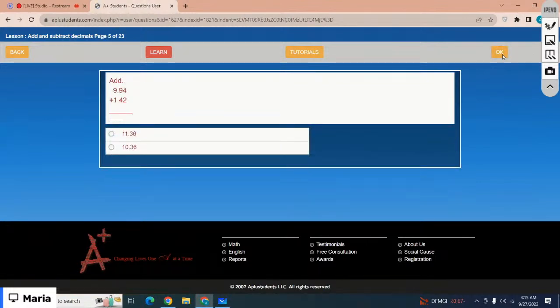Okay, the next one is 9.94 plus 1.42. So which is the correct option? You have to add. Which is the correct option? That is 11.36, right?